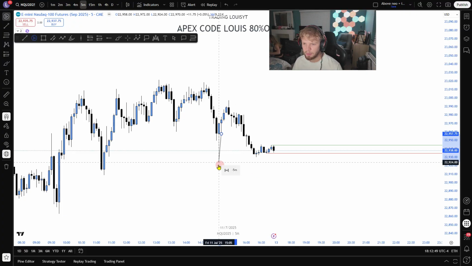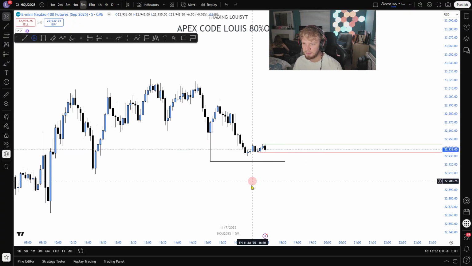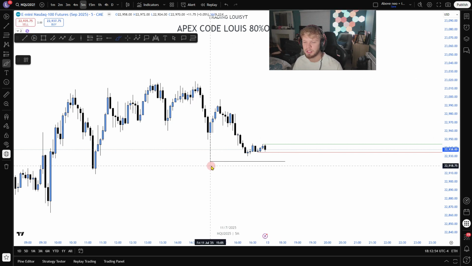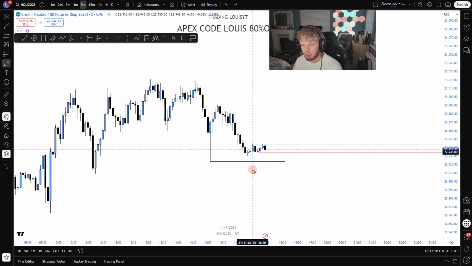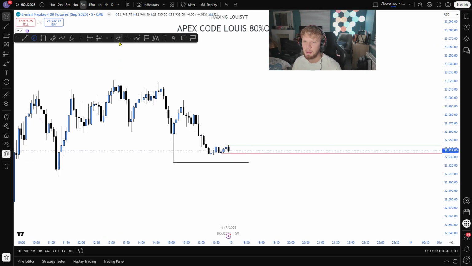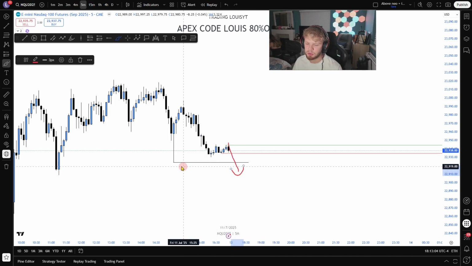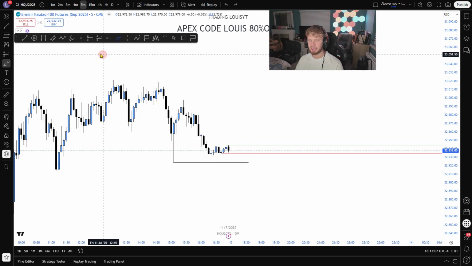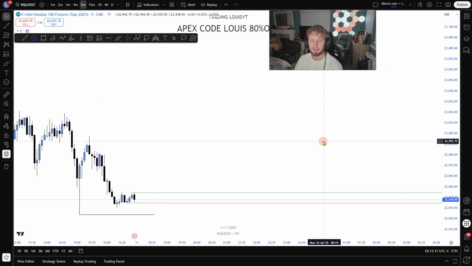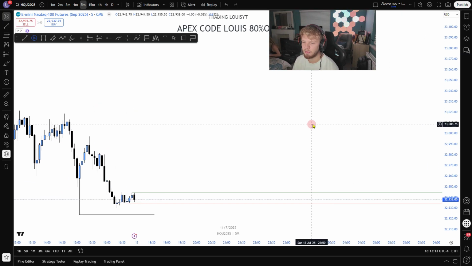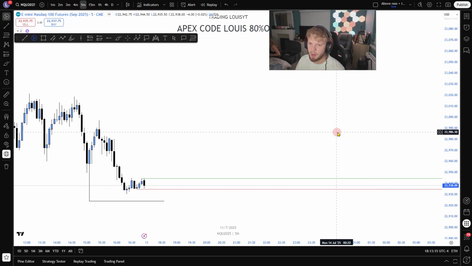For example, we have this low in the market right here. This is an interesting low, otherwise known as sell side liquidity, because there are stop losses resting below this point in the market. So what is price action most likely going to be drawn to? Price action is most likely going to be drawn to this draw on liquidity. Okay, simple. Liquidity is just where price action wants to be drawn to because it's where people's stop losses are resting in the market.